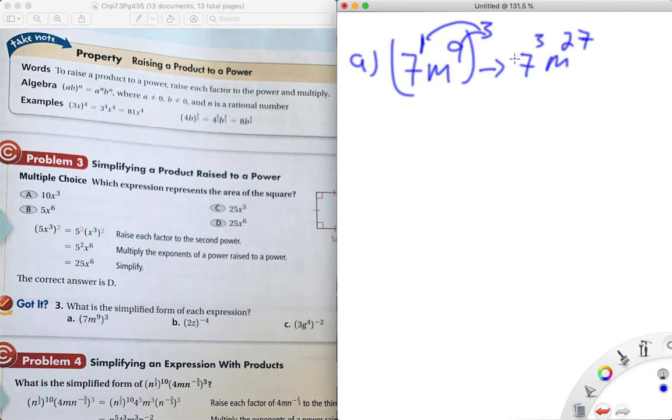7 times 7 times 7 is 343, so our answer is going to be 343 m to the 27th power.